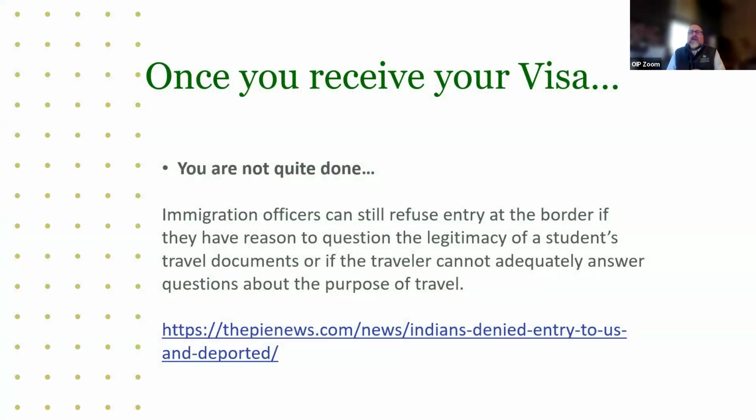So those are some of the sample questions. One thing we want to remind you is once you receive your visa, you're not quite done. Even though students have successfully received their visa, U.S. Customs and Border Protection processes all individuals pursuant to immigration laws and reviews available evidence at the time of application for admission to make a determination of admissibility at the port of entry. So keep in mind that they can still refuse entry at the border if they have reason to question the legitimacy of a student's travel documents, or if the traveler cannot adequately answer questions about the purpose of travel.